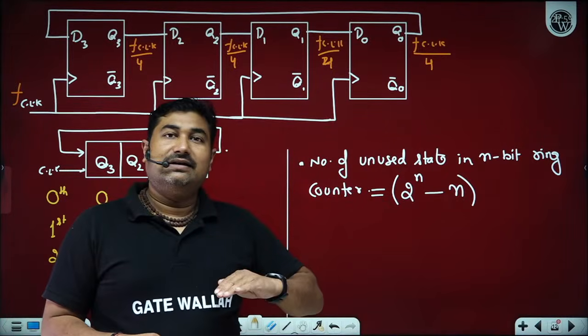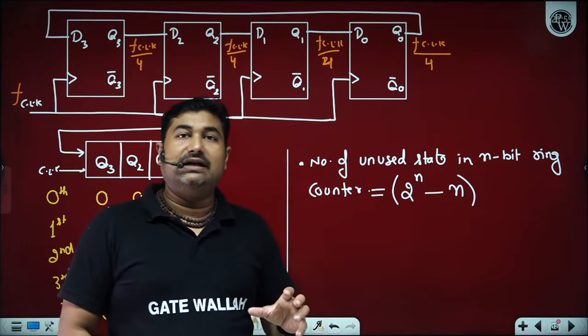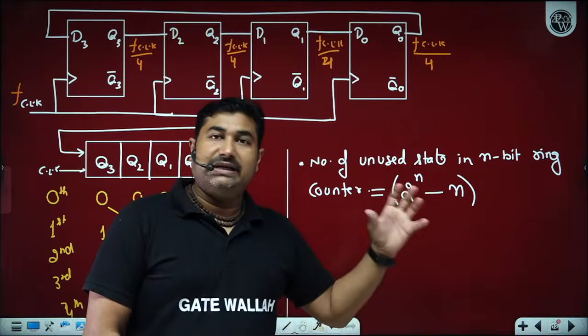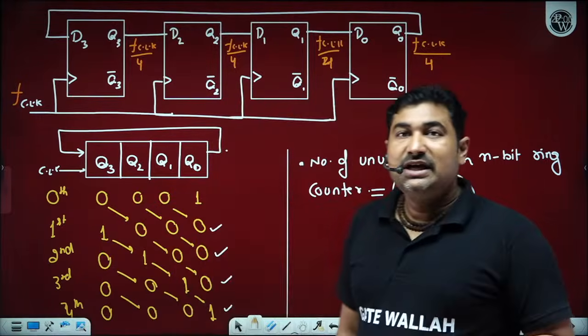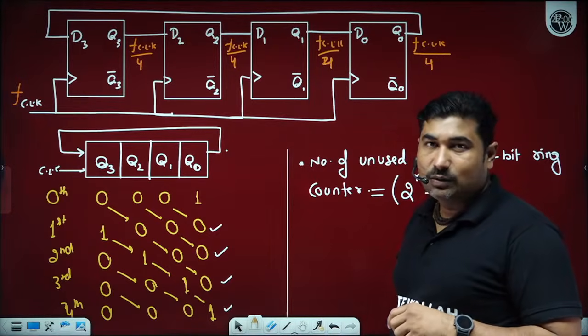Present state, next required state. Present state, next required state. Accordingly, you can construct the excitation table, minimize it and implement the logic circuit. When you do all these things, you can design a self-started ring counter.